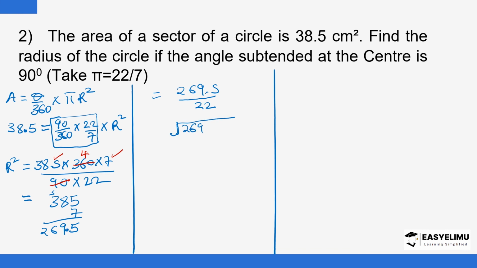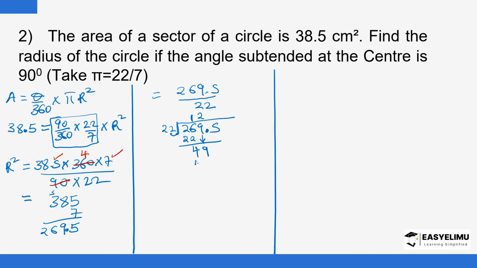So 269.5, and then you divide by 22. So 22 goes into 26 once. 1 times 22 is 22. You subtract, this is 4. You drop 9 here. 22 goes into 49 2 times because of 44.